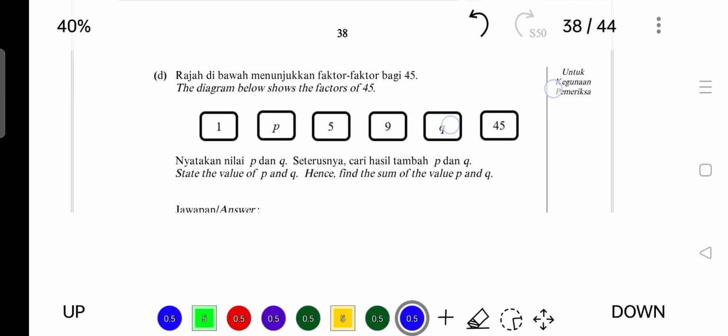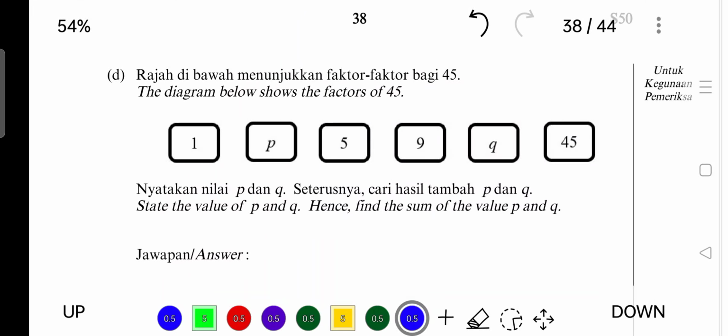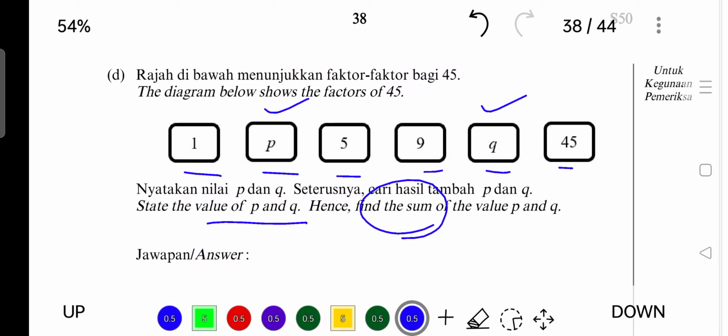All right, next question is question D. The diagram below shows the factors of 45. Okay, you have all of these as factors of 45. What you can do is state the value of P and Q, hence find the sum of P and Q. Okay, take note, you have to find P, comma Q, and sum means tambah. Okay, you can see up there plus.